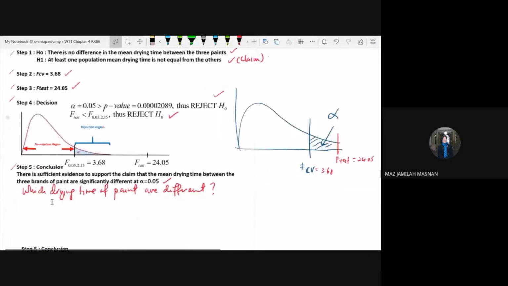Now the answer would be we don't know which of the mean drying times of the brands of paint would be different, because as we know, ANOVA makes decisions simultaneously.